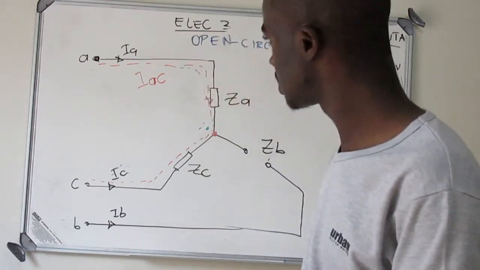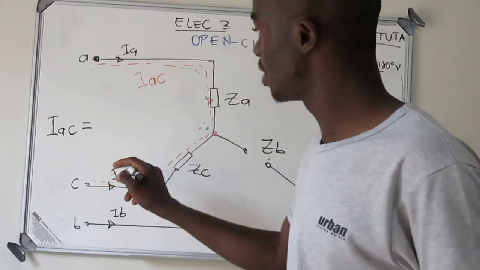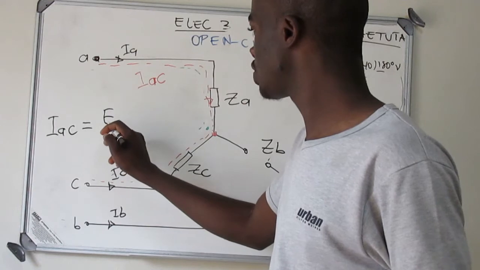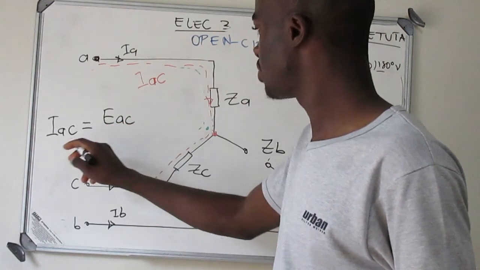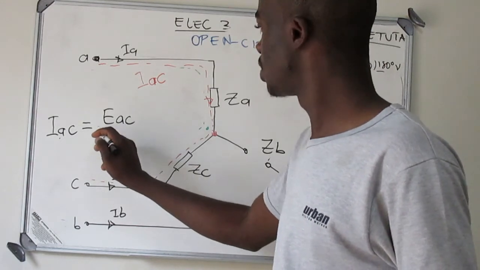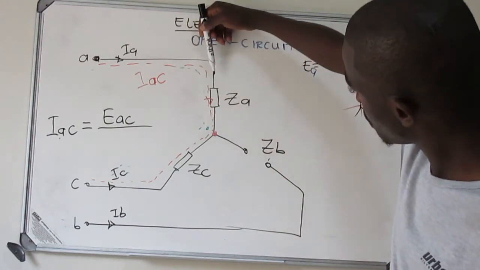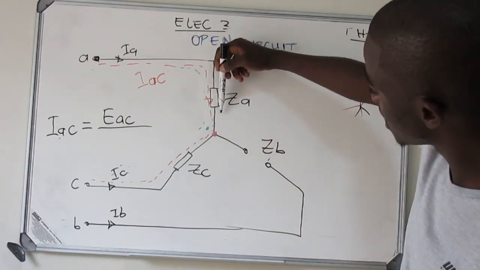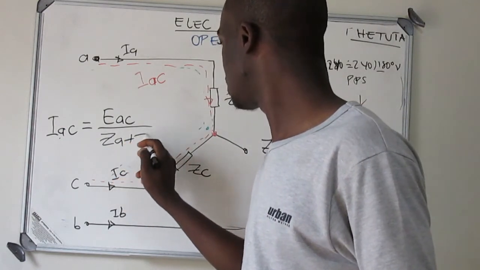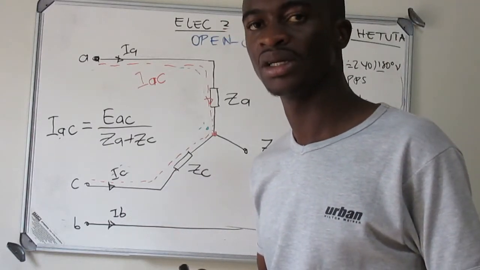How do we calculate it? We can see it's going to be the current IAC. Therefore, what is our voltage going to be? The voltage is going to be VAC as well, because if the current is moving from A to C, the voltage will move as well from A to C. Okay? Look, when this current is coming from the supply, you can see that we have how many impedances in series? ZA and ZC in series. Then you say ZA plus ZC. This is going to make an equivalent impedance. Okay?